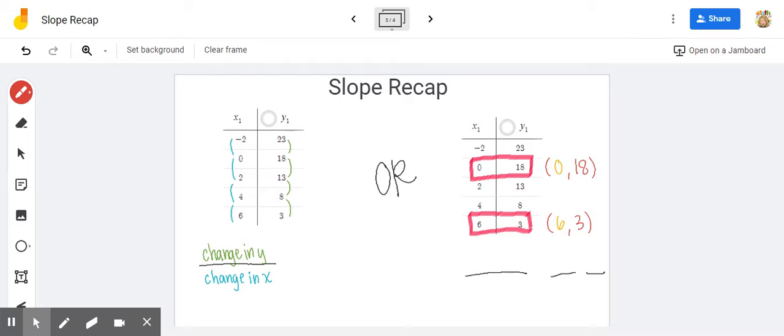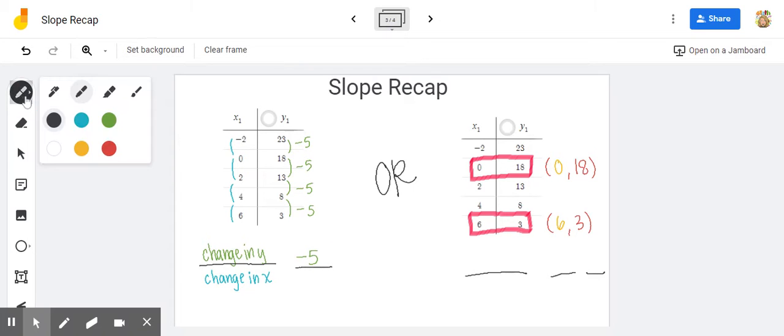Another thing we talked about with slope is you can find the slope or the rate of change from a table in 2 different ways. One way you can do it, guys, is the change in the y divided by the change in the x. When we look at this table, we notice that our y's go from 23 down to 18, 18 goes down to 13, 13 goes down to 8, which means that we're decreasing by 5, or going down by 5 each time. So our change in y is down 5.